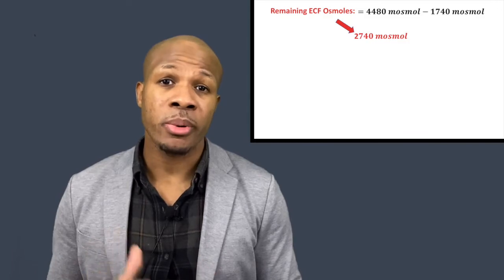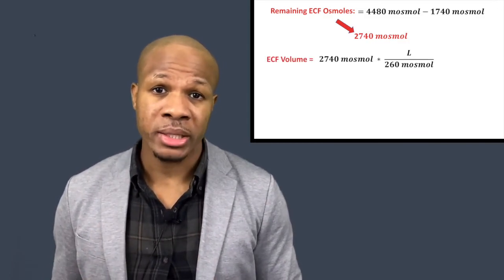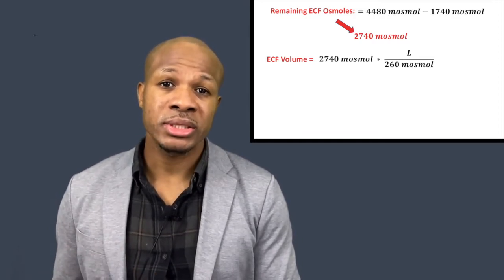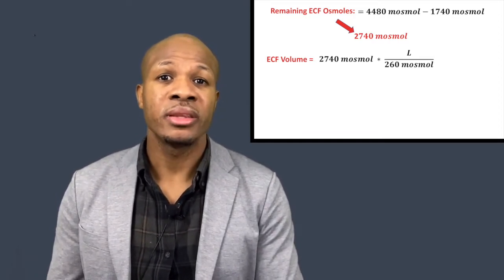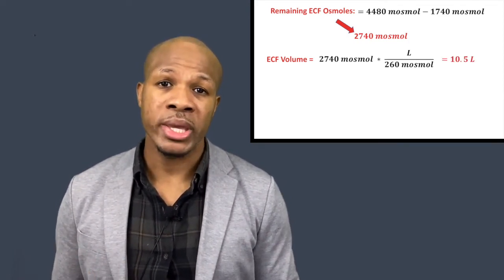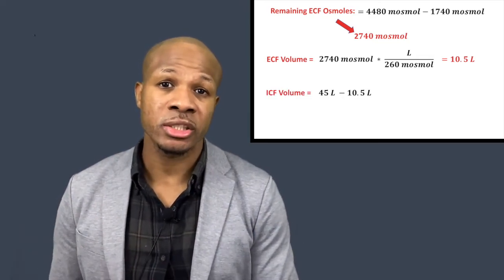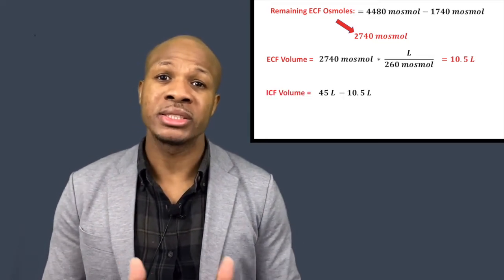So now we know the amount of particles remaining in the extracellular fluid, and we also know the final osmolarity of the body. So we just need to divide 2,740 milliosmoles divided by 260 milliosmoles per liter. And when we do that, we get 10.5 liters. Initially, we had a volume of 16 liters in the extracellular fluid, and that has gone down to 10.5 liters.